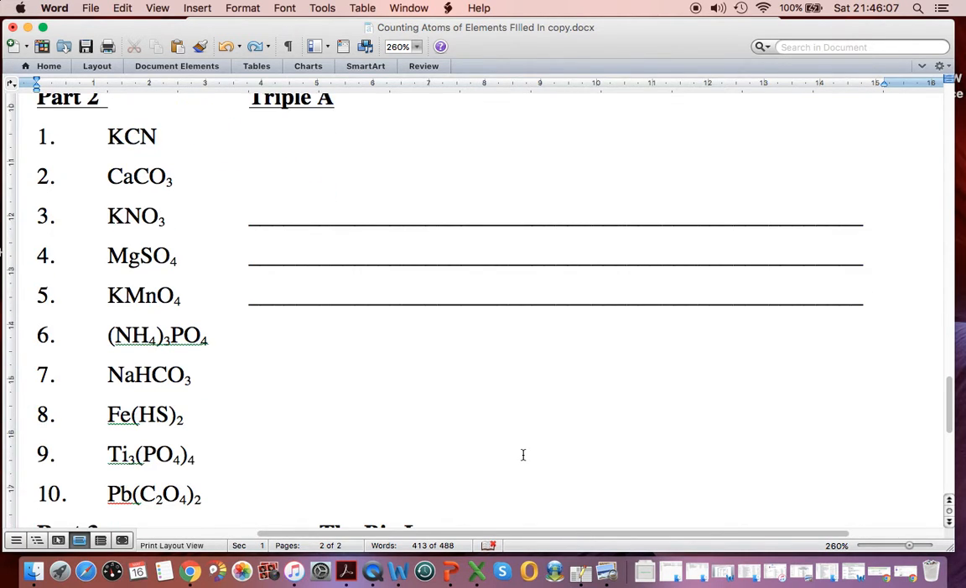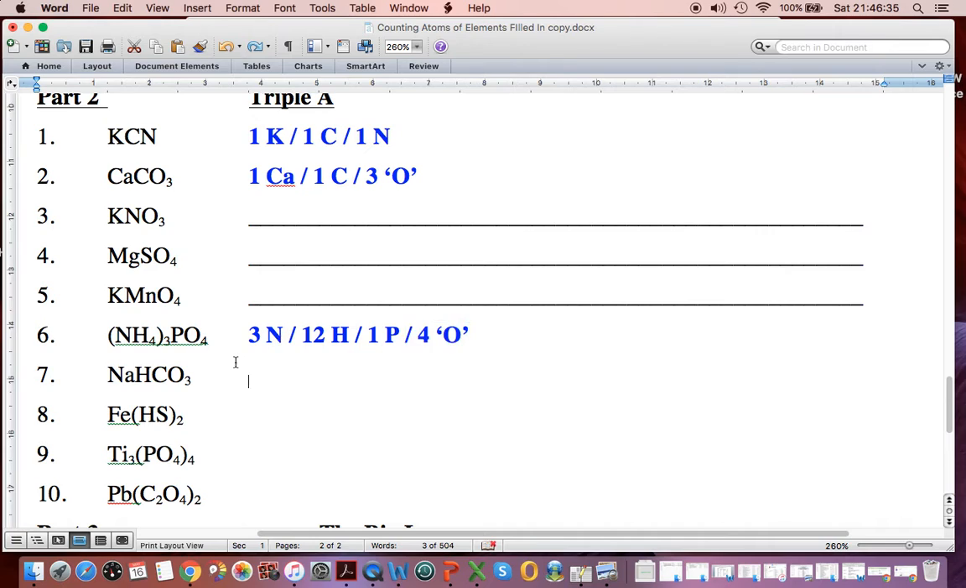Now we're going to do some of the triple A's. And I see 3 capital letters, so I know I have 3 elements. And it's 1 of each. I have 3 capital letters, the C, and the O, 3 elements. And it's going to go 1, 1, 3. Pretty easy. I skip on down here. Oh, I finally have some brackets. 3 nitrogens, 12 hydrogens, 1 phosphorus, 4 oxygens. Boom, boom, boom, boom. No sweat.